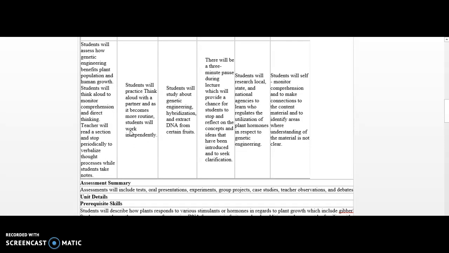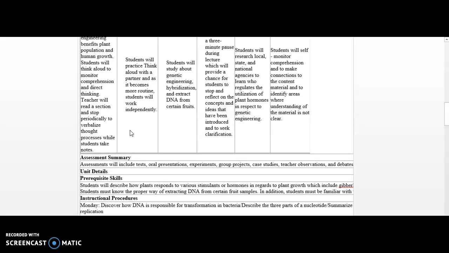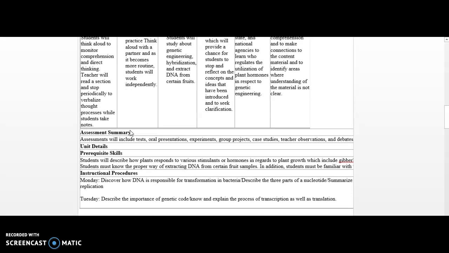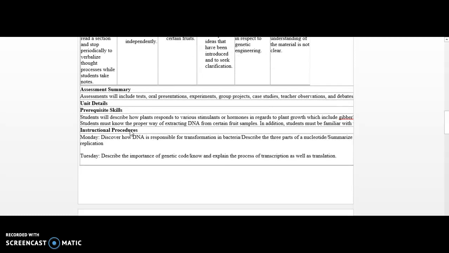So they will look at the benefits of the plant population, how it affects human growth. Are genetically modified foods better for humans or not? The pros and cons. What types of foods that they've eaten that have been genetically modified, and if they knew that they were genetically modified. The assessment summary, which includes tests, oral presentations, experiments, and group projects.